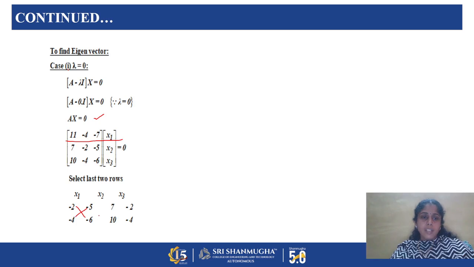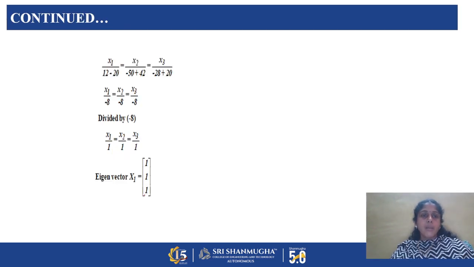By cross multiplication of these, I get x1 by 12 minus 20, x2 by minus 50 plus 42, and x3 by minus 28 plus 20. When I simplify, I get x1 as 1, 1, 1. This is the first eigenvector x1, for the eigenvalue lambda equal to 0.